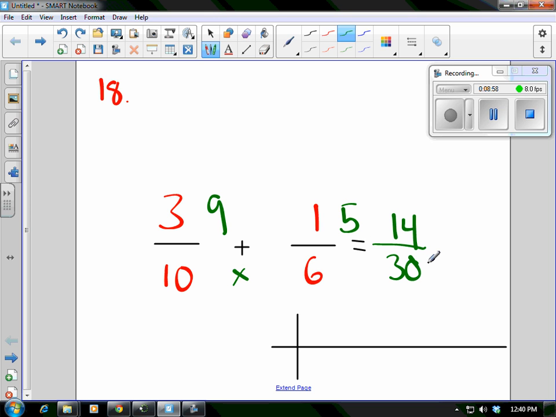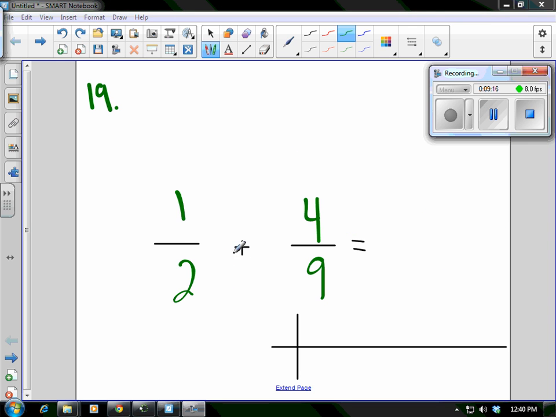Now this one we can see they're both even as well, so we can divide them by 2. We know 2 goes into both of those. 2 goes into 14 7 times, and 2 goes into 30 15 times. And that is our answer in simplest form.